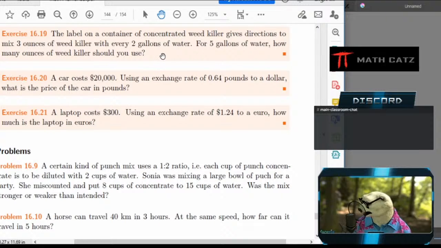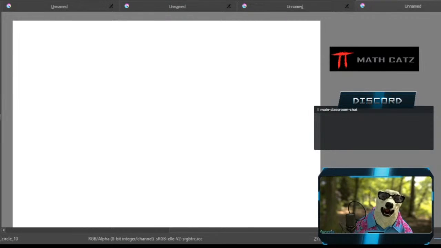I think we're going pretty fast, so I think we're good. The label on a container of concentrated weed killer gives directions to mix 3 ounces of weed killer with every 2 gallons of water. That's my reference pair. For 5 gallons of water, how many ounces of weed killer should you have? Again, if you have a good number sense for ratios, that is a really good skill to have. You'll develop this skill by initially writing everything out, and then you start seeing it, or maybe you don't. That's okay too.